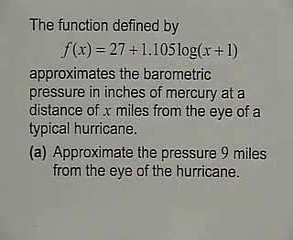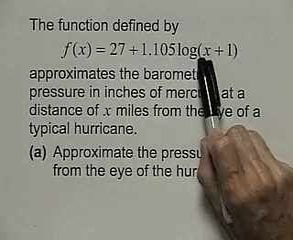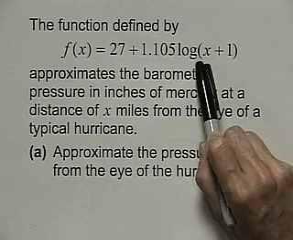Well, let's continue by looking at a logarithmic model. The function defined by f of x equals 27 plus 1.105 log of (x plus 1) approximates the barometric pressure in inches of mercury at a distance of x miles from the eye of a typical hurricane. Let me point out right away that this log, when you don't see a base, is log base 10.